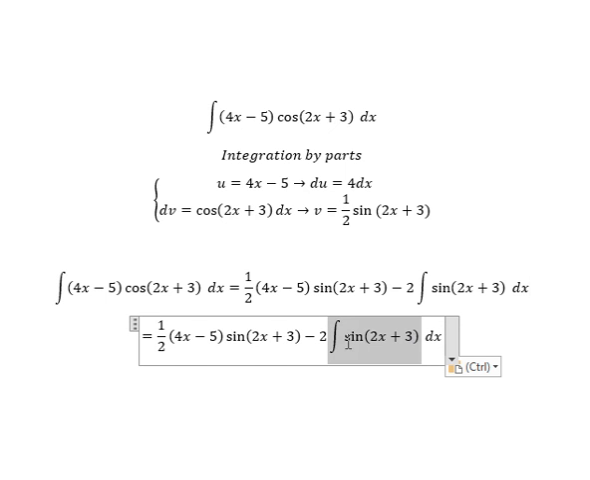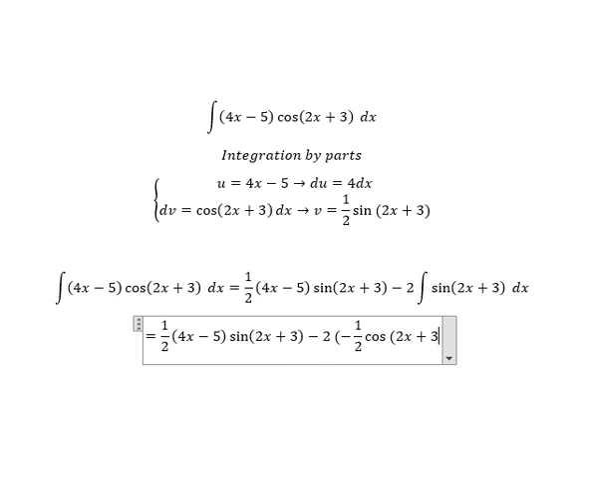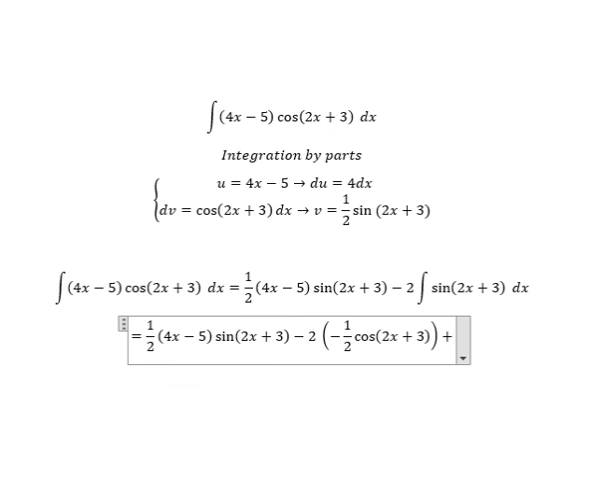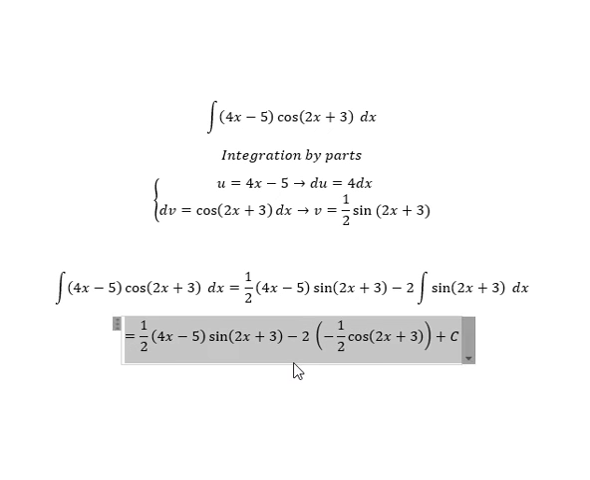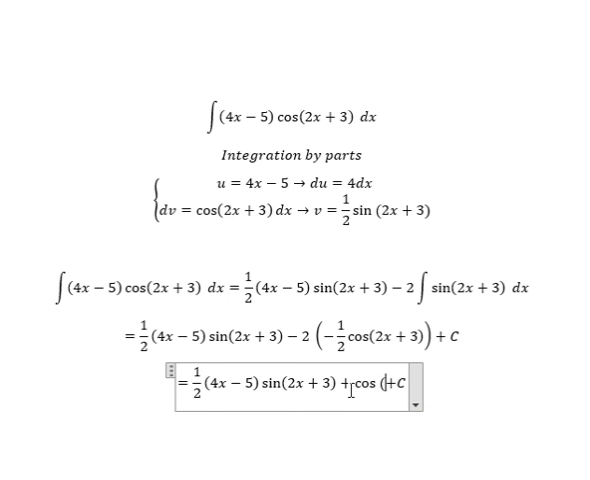So the integration of this one, we have negative 1 over 2 cosine of 2x plus 3, and I will put C. So negative 2 and negative 1 over 2, we simplify. So we just have only cosine of 2x plus 3.